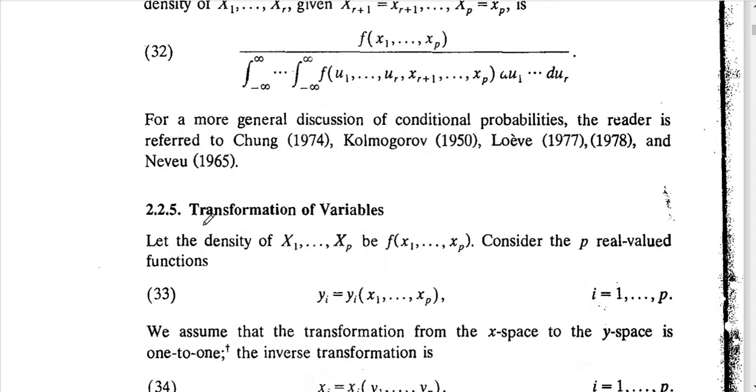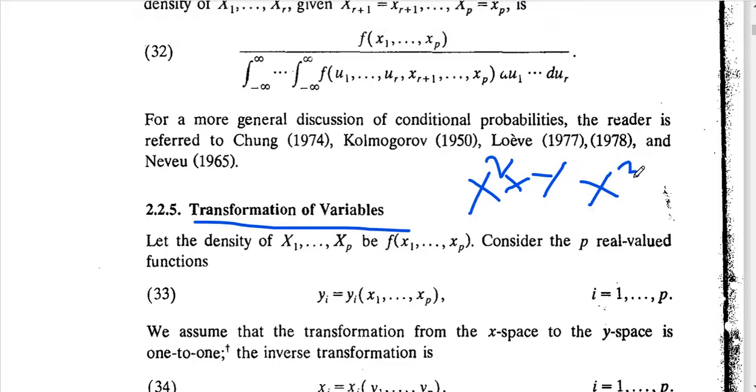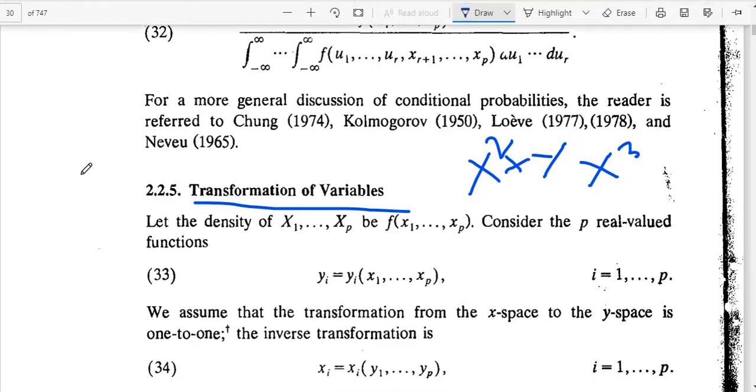Transformation, I already told you what is transformation of variables. For example, you have the distribution of X and Y, and you want to know the distribution of X plus Y, or X square, or X plus Y plus Z, or X cube or square root of X. Then how can you transform your PDF into that type? One technique is called transformation of variables, or we can say the convolution technique, which uses the Jacobian.